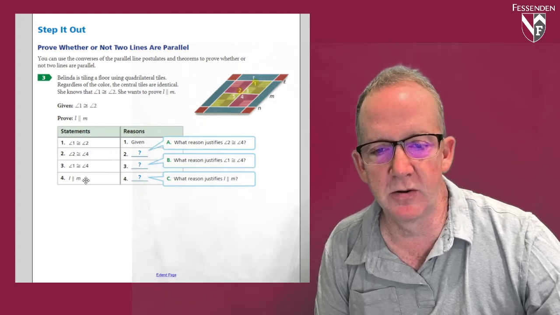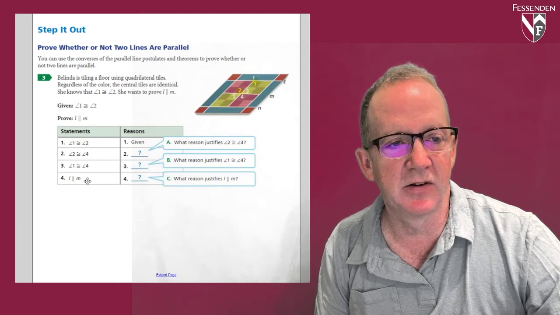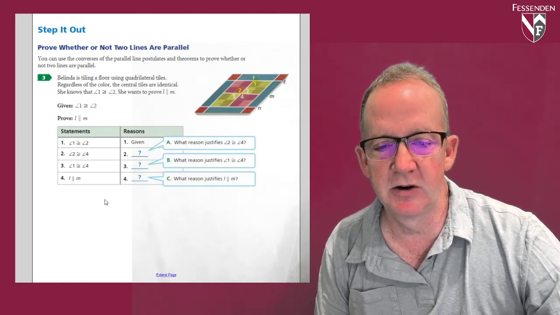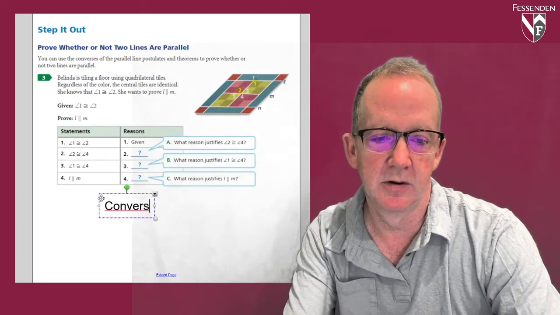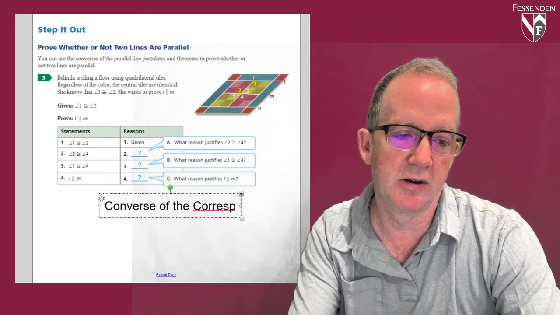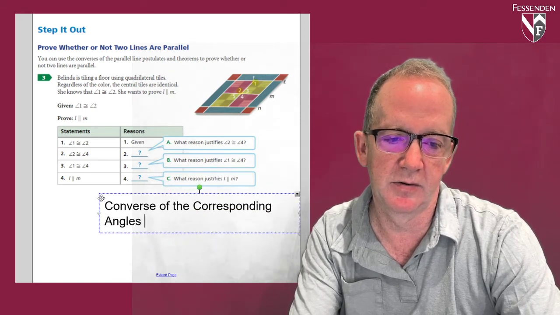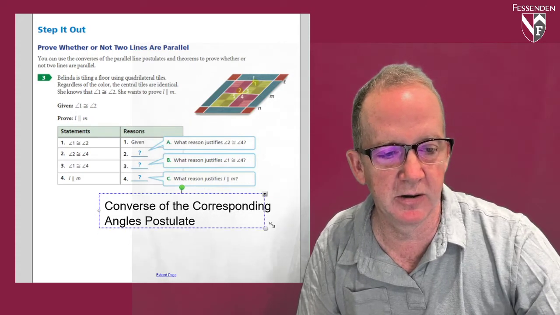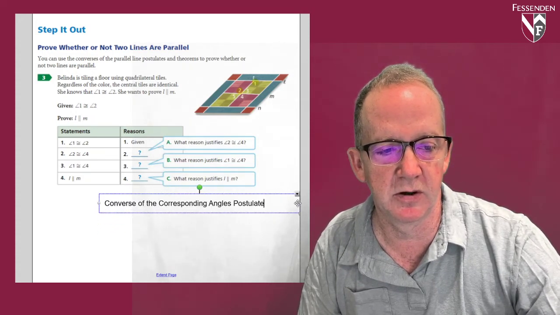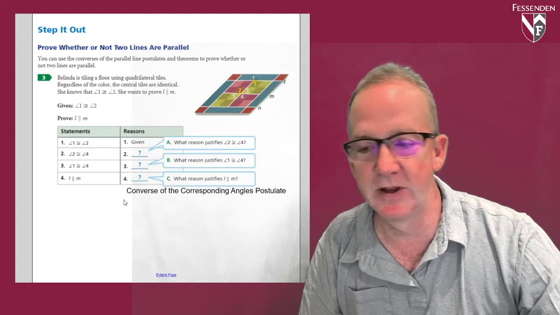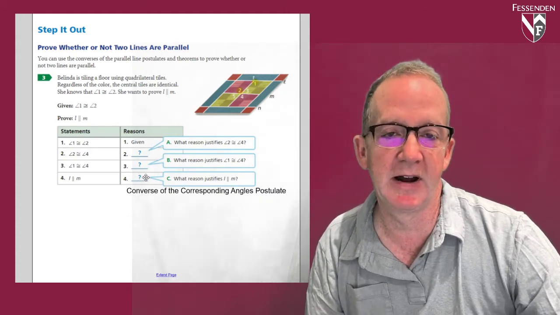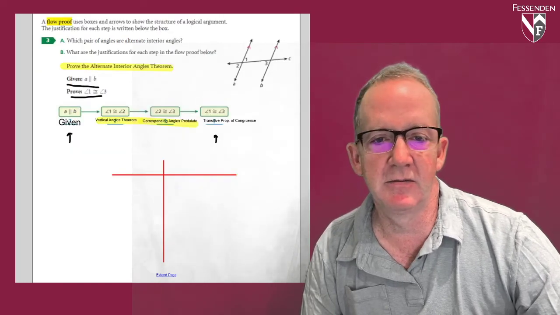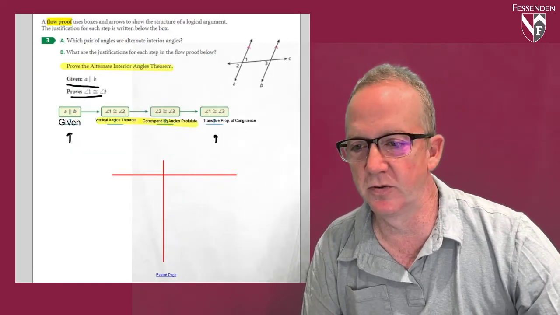And then what would justify that L is parallel to M? And so if 1 is congruent to 4, that would be the converse of the corresponding angles postulate. Whenever we are trying to prove parallelness, we will use converse. All right. So if we have a quiz tomorrow, the thing I might ask is, when do we use a converse? I might ask, what is a flow proof? What is the nature of a flow proof? Okay.